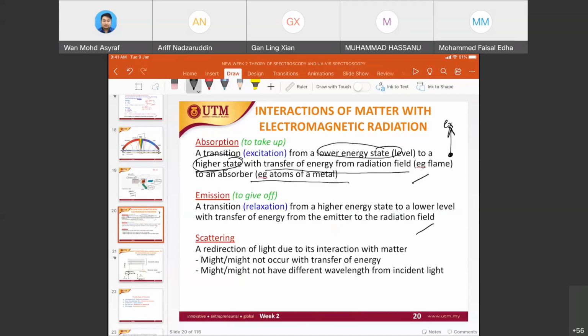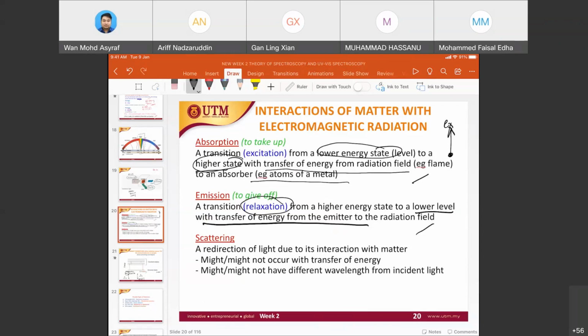Tetapi emission, a transition ataupun kita panggil relaxation. Relaxation ni, okay, kita dah excited kan? Okay, relax. So bila kita relax, we are going back down to the ground state. So a relaxation from a higher state energy level to a lower level with a transfer of energy from the emitter to the radiation field. So now kita keluarkan balik radiation itu kepada nanti for it to be calculated lah.